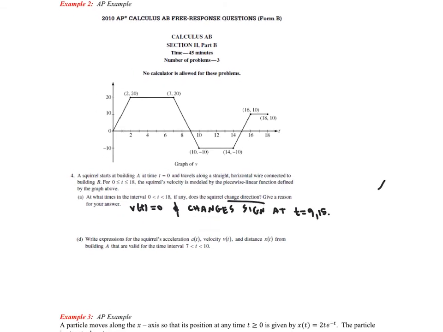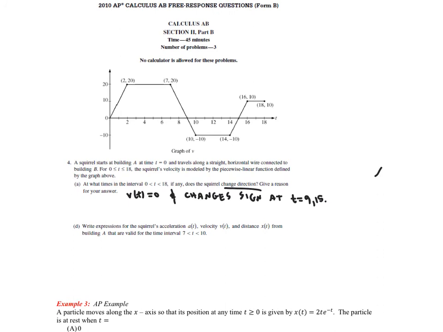All right, part D. We skip all the way to D because the other parts are not applicable, at least at this point in the course. Write expressions for the squirrel's acceleration, velocity, and distance from building A that are valid for 7 to 10. We're not going to do distance because we don't necessarily have that skill quite yet. We're going to have that after chapter 5, I believe. So let's write an expression for velocity and for acceleration.